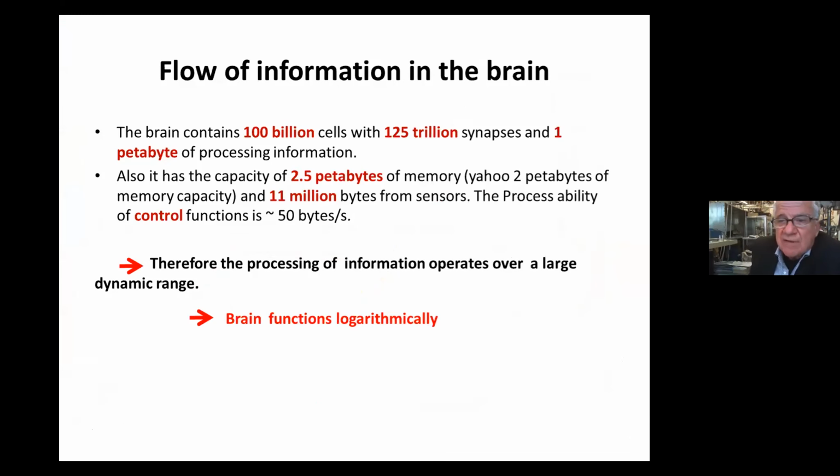To get a sense of the scale of information, it is worth mentioning that the human brain contains 100 billion cells with 125 trillion synapses and 1 petabyte of processed information. Also, the brain has a capacity of 2.5 petabytes of memory storage, compared with Yahoo's memory capacity of 2 petabytes, and also an 11 million byte volume requirement from sensors. However, on the contrary, the processing capacity required for human control function is 50 bytes per second. Therefore, information in the brain is processed over a large dynamic range, and the brain functions logarithmically.